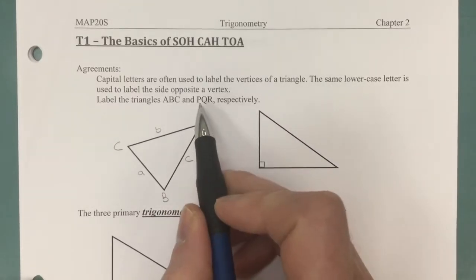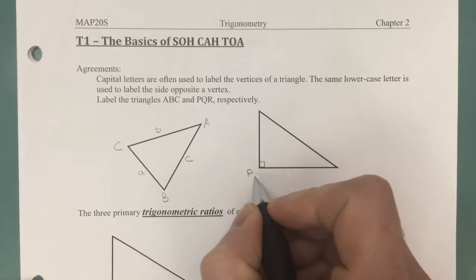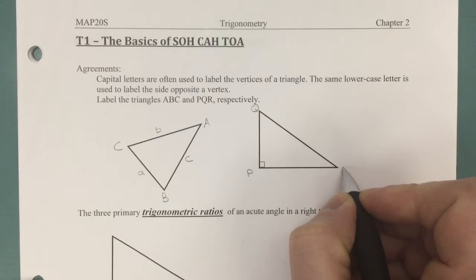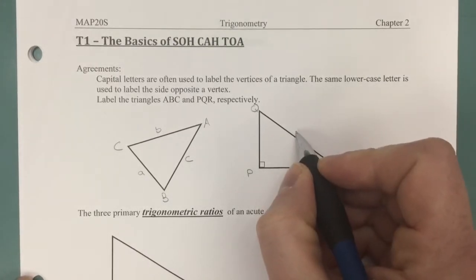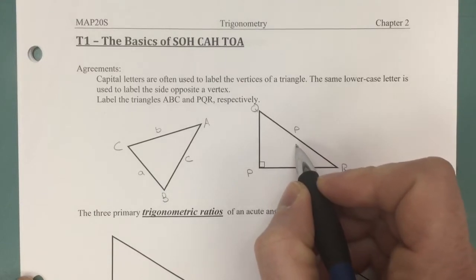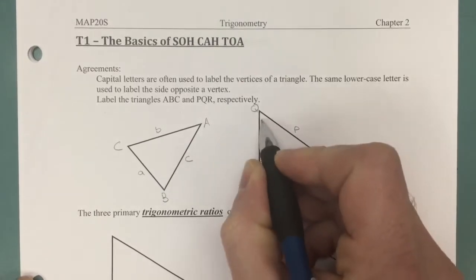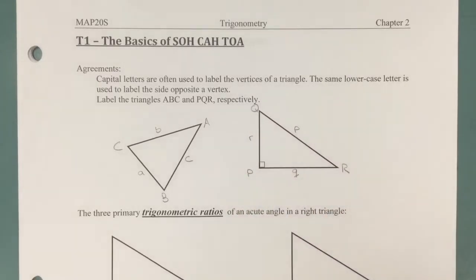And the same thing happens for PQR. Again, wherever you start, if you start here, then the next one would be right there, and the next corner would be right there. And this would be called lowercase p, this would be called lowercase q, and this side would be called lowercase r, always opposite of the corner that is labeled with the same letter.